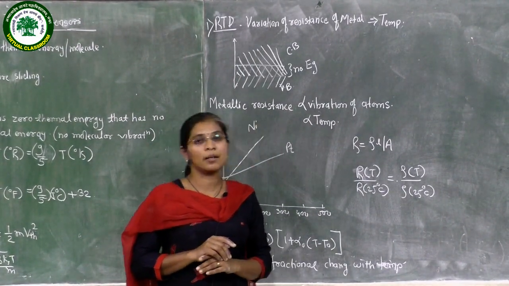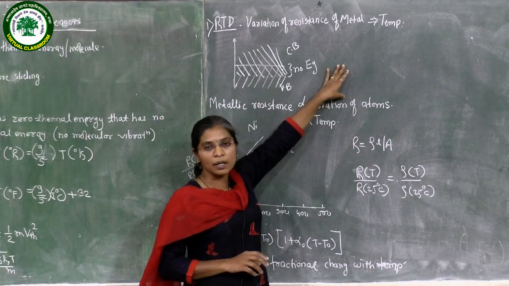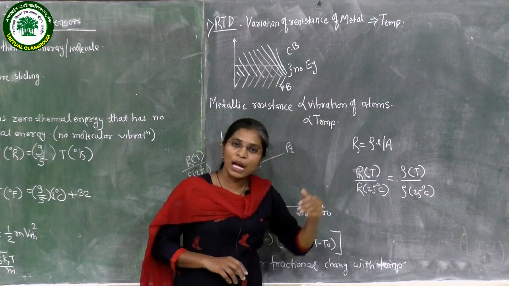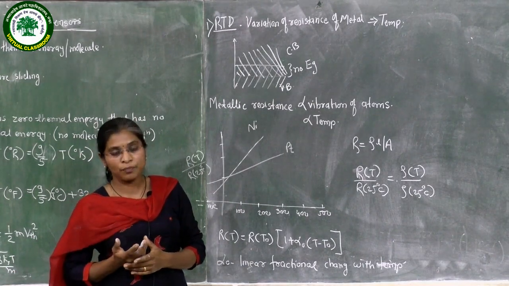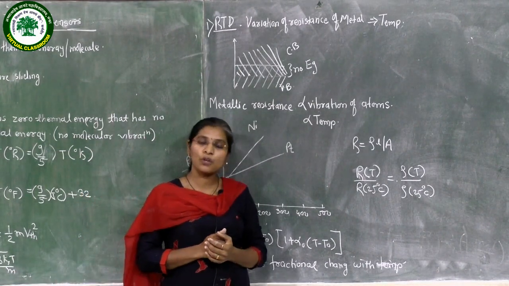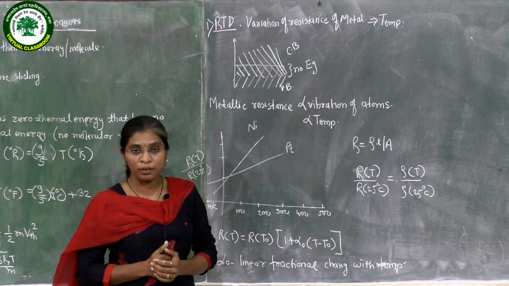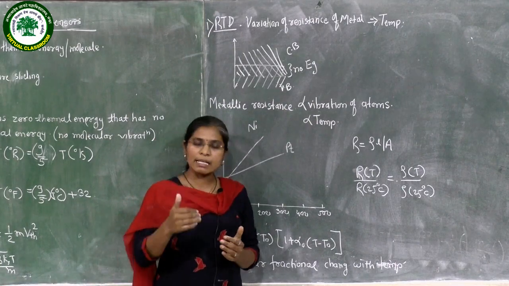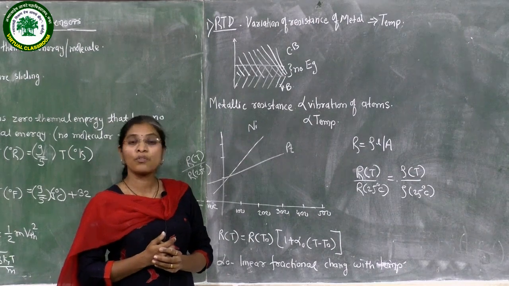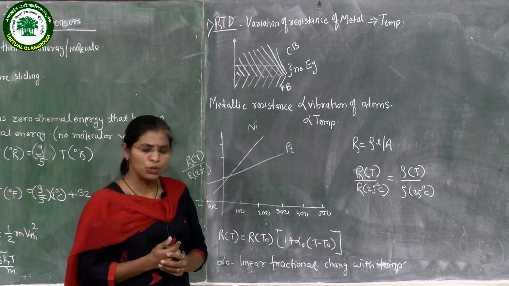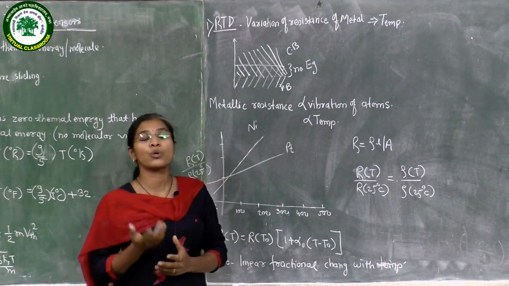Now if we increase temperature, then the vibration of atoms will increase. As a result, these electrons may collide with the vibrating atoms. During their collision, the energy of the electron will get reduced. As a result, resistance will be offered. So generally we can say that if we increase temperature, then vibration of atoms will increase. If vibration increases, then collision also increases. If collision increases, then resistance also increases.